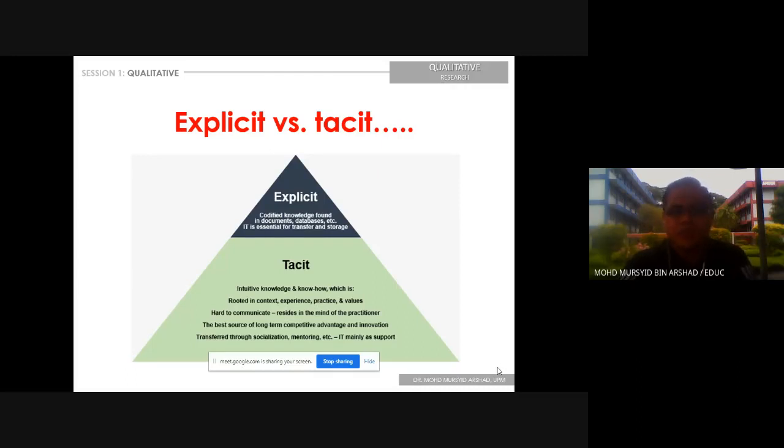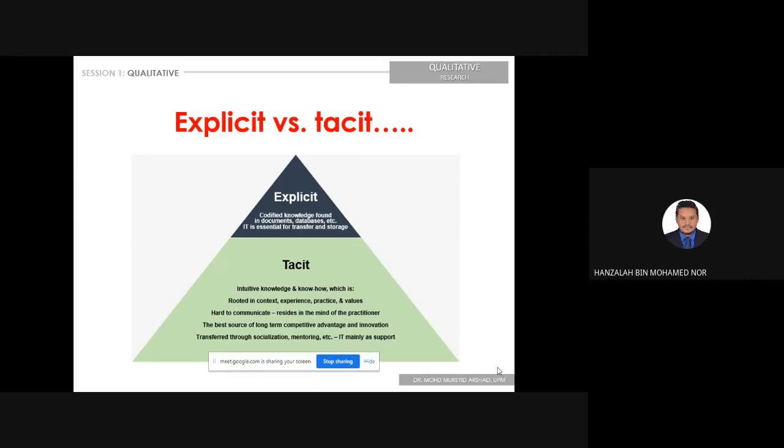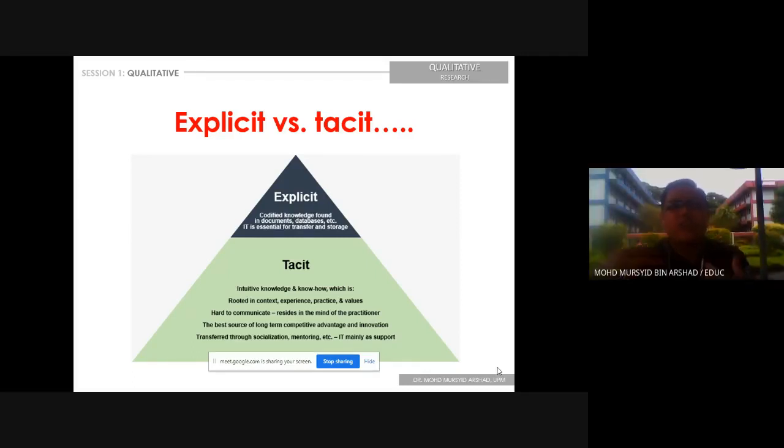Easy for you to transfer. 1 plus 1 is equal to 2. All right. However, when talking about tacit experience or tacit knowledge, it's a bit difficult. You know that, you really know, and you really understand that.